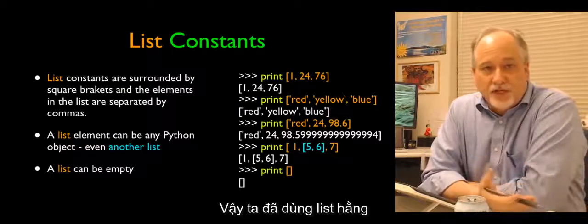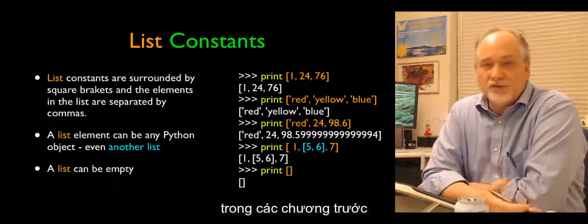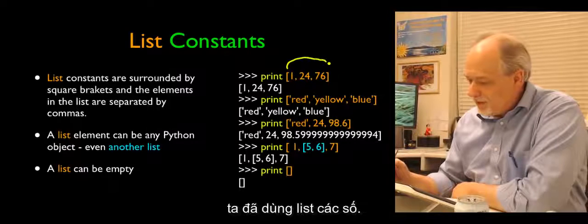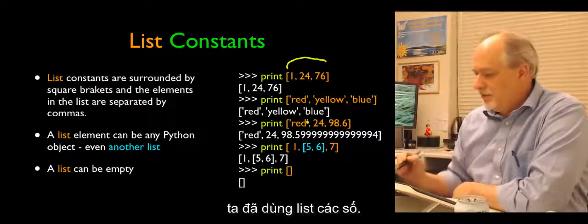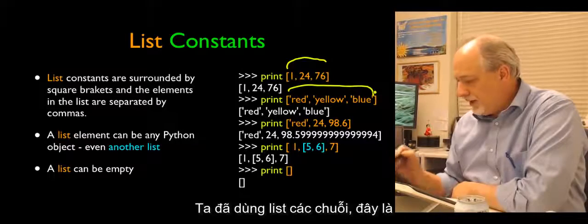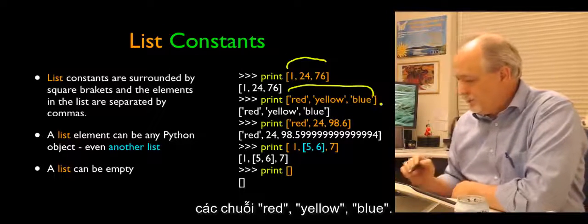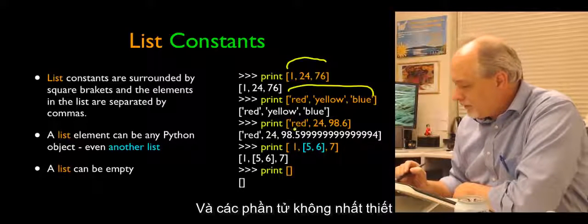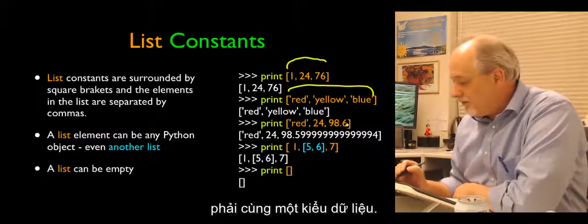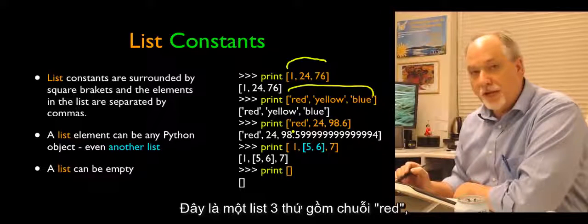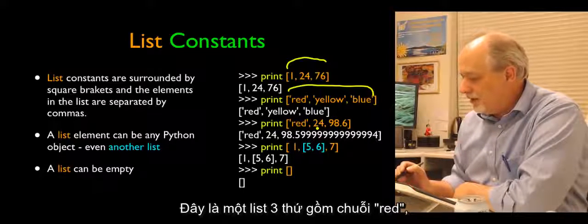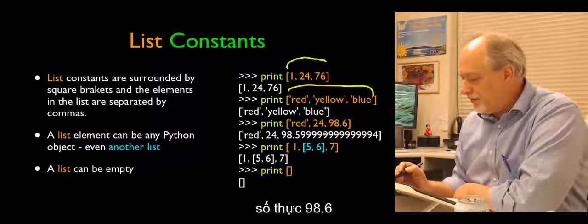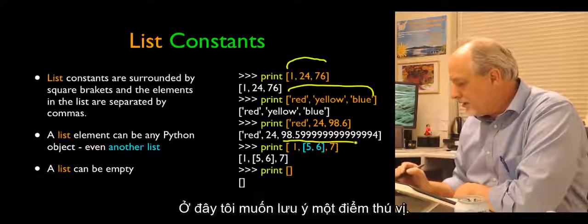So we've been using list constants for the last couple of chapters just because we have to use list constants. In the for loop chapter, we did lists of numbers. We have done lists of strings, red, yellow, and blue. And you don't necessarily have to have things all of the same type. This is a three-item list that has a string red, the integer 24, and 98.6, which is a floating point number.